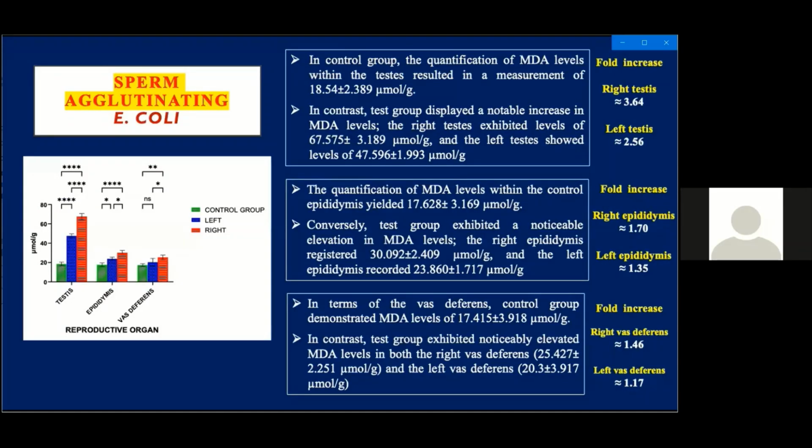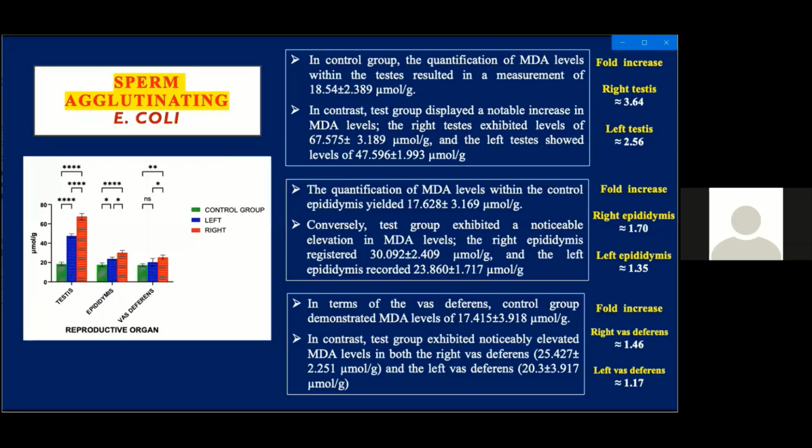The results showed that there was a significant increase in the MDA level in the testes, in the epididymis, and in the vas deferens. However, the maximum increase could be seen in the testes as compared to epididymis and vas deferens. And the more significant increase was on the right side as compared to the left side.